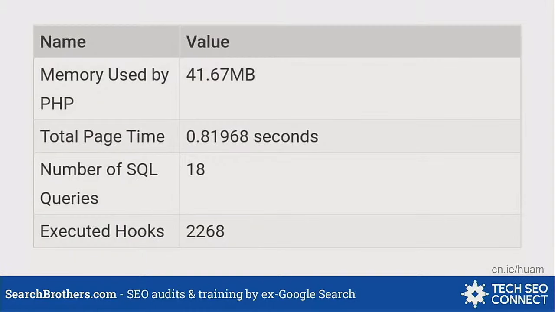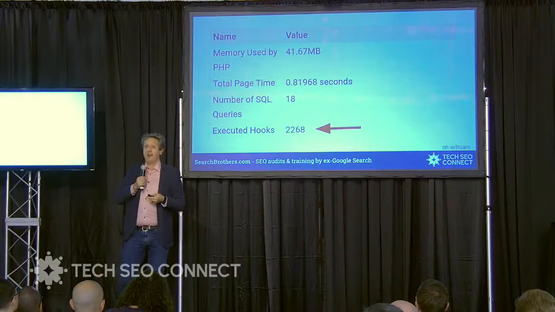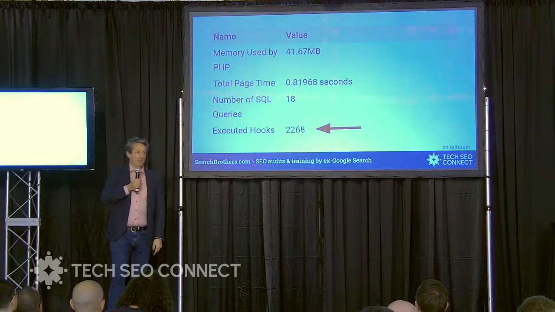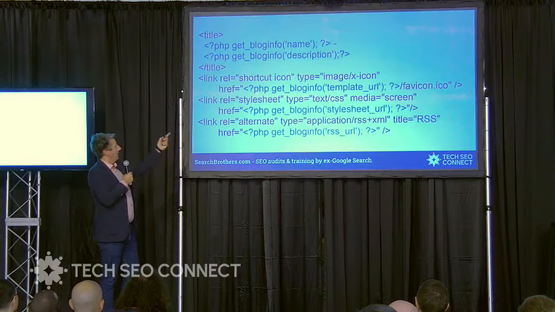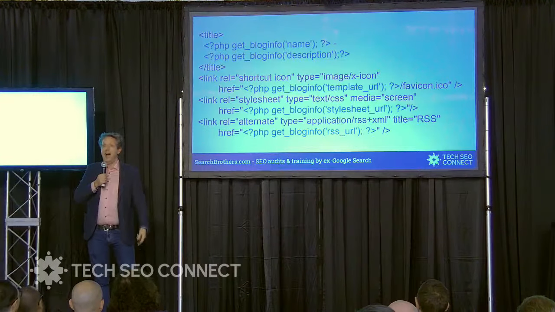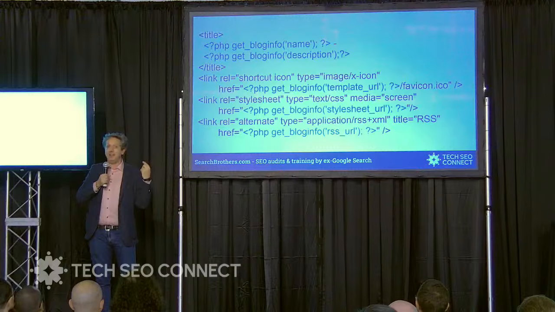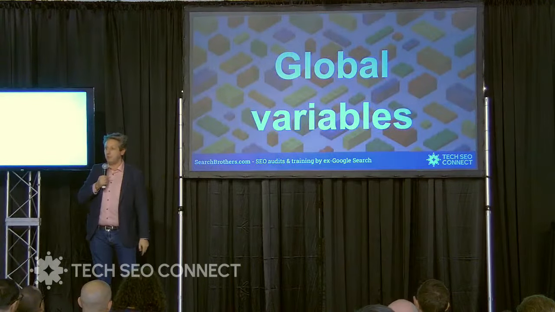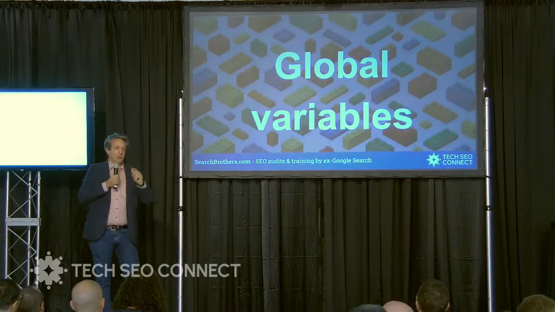Here's a simple Hello World installation on WordPress. 18 queries to the database. Hello world, 18 queries, and 2,000 plus hooks. What? Really? I can do a static site that's faster than that. Come on, why do we need this? Well, it's because of these types of things in the template. Most of this stuff is static. It never changes. It changes on day one and that's it. Why don't we make this global variables instead? Yeah, save all of those database queries.